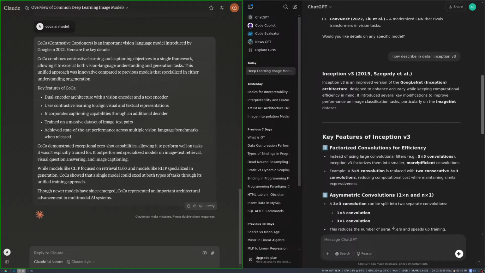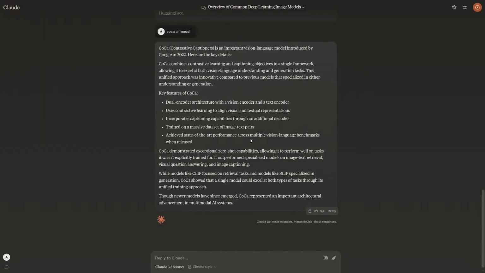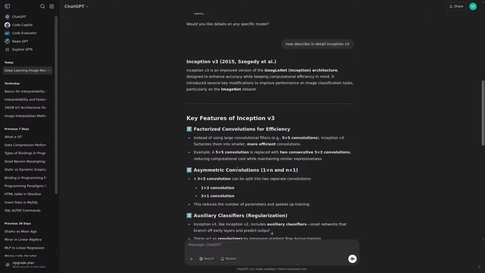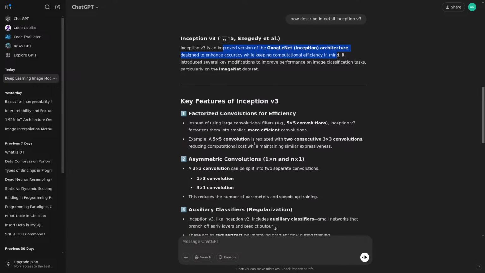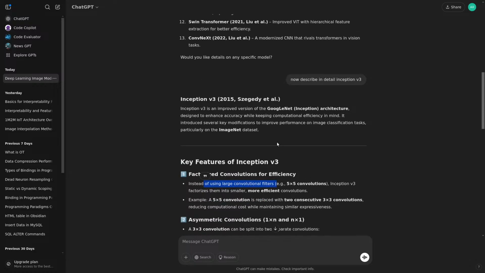So, okay, now let's move on to Inception, right? Okay, let's start going deeper into Inception v3. 2015. An improved version of Google's Inception architecture designed to enhance accuracy while keeping computational efficiency in mind. Factorize convolution for efficiency. Instead of using large convolution filters, I think I should start with Inception v1. Okay. Now describe Inception v1.